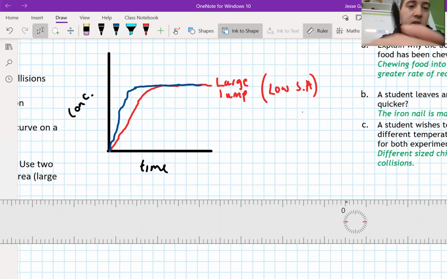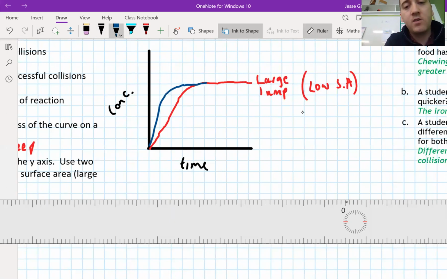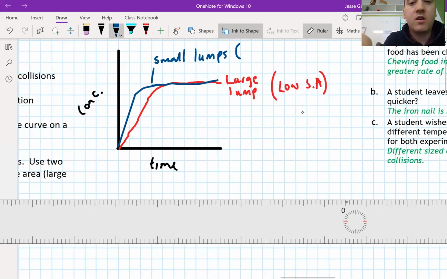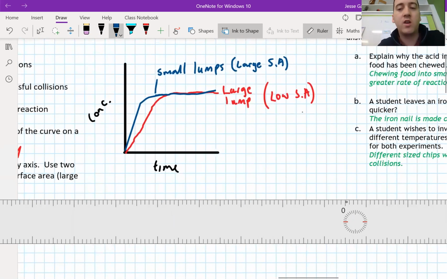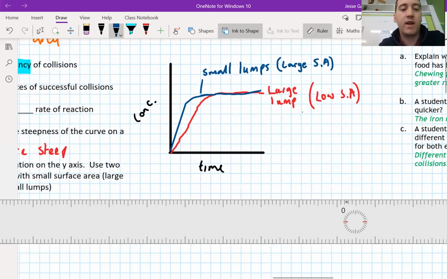Now, that's not a very good, nice straight curve. That's terrible, actually. I'm going to fix that. I need this to be a little bit less squiggly. So there we go. That's a bit better. Okay. So the blue line here, this shows me small lumps. Small lumps means a large SA, surface area, and a large surface area means it's going to react more quickly. And I know that it's more quick because the graph is steeper. So steeper graph means faster rate of reaction.